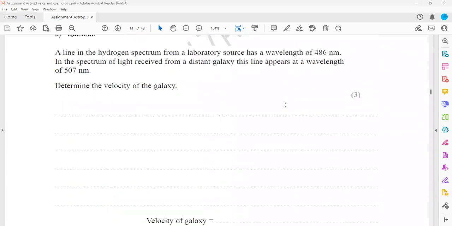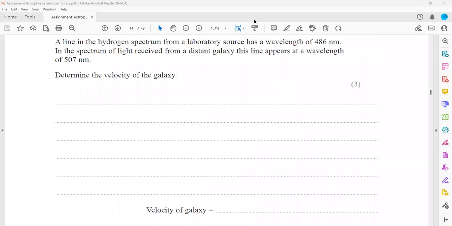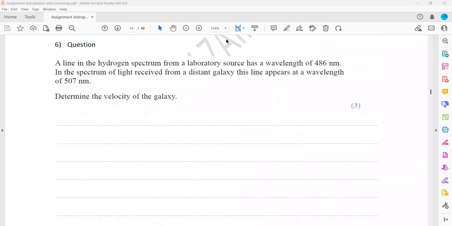Then question 6. A line of a hydrogen spectrum from a lab has a wavelength of 486 nanometers in the spectrum of light received from a distant galaxy. Determine the velocity. So redshift is equal to the change in wavelength divided by the original wavelength, and redshift is also equal to the speed at which the galaxy is moving divided by the speed of light. So first we'll work out the Doppler shift.